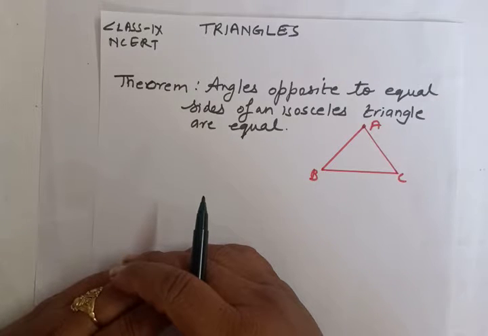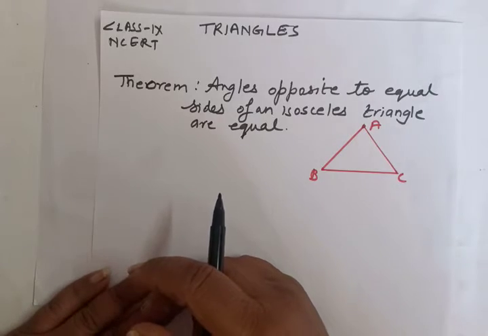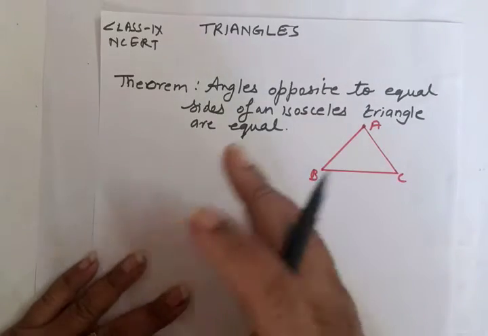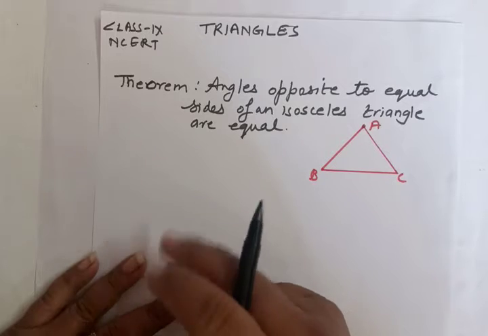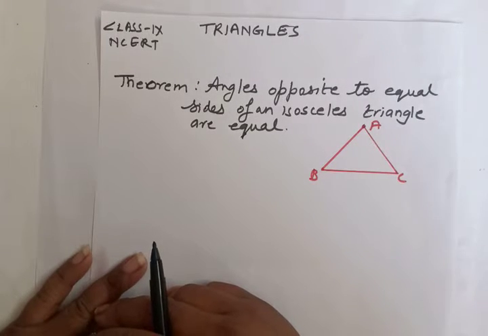And we have already learned and discussed in my previous video about the congruency of triangles, and we discussed different criteria for the congruency of triangles. So here we are applying the results to prove the property of one triangle, that is the isosceles triangle.